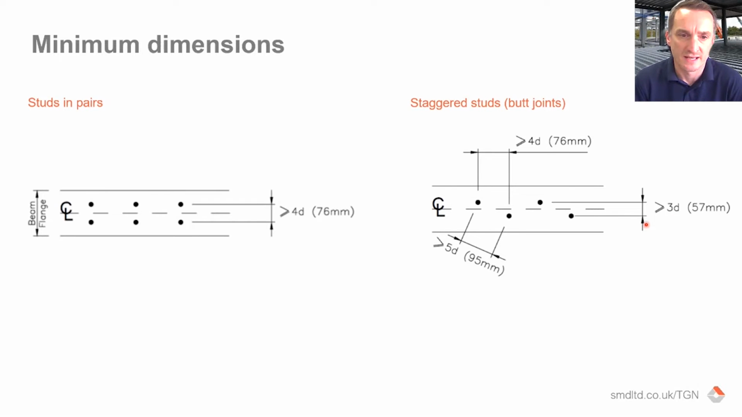Similarly, if you have pairs of studs, so you need more shear studs than one would be permitted per trough, then you also have minimum dimensions for a similar reason. As these studs move closer together, they become more like acting as one. So you need to maximize the distance between the pair to maximize the resistance of each stud within the group, and the minimum requirement for that is 4D. And similarly, there are rules for staggered studs, where you may be staggering studs, which is common at butt joints in the deck profile.